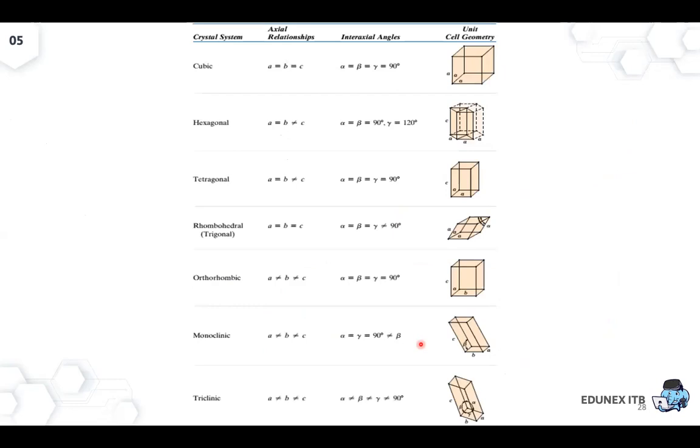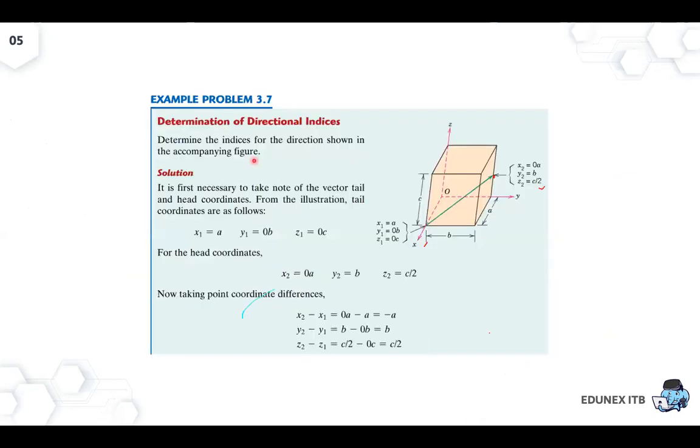Okay, let's have a look at an example. Here, determine the direction for the accompanying figure. This is the end of the vector. The first thing you need to do is identify which one is the end point and also the initial point. If you look at the endpoint here, the x with reference to the x-axis is actually 0. The y with reference to the y-axis, you can project it to here, and it's actually b. The length is b, or 1 multiplied by b. And then z, we find the position with reference to the z-axis, which is the length of c divided by 2. So c divided by 2.